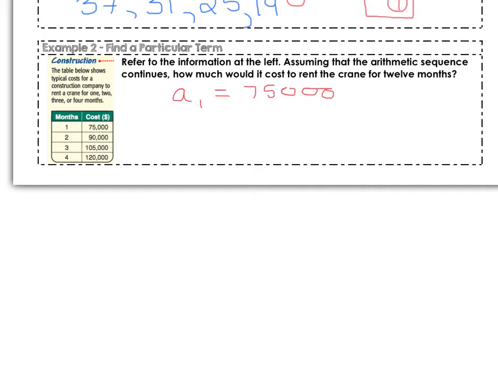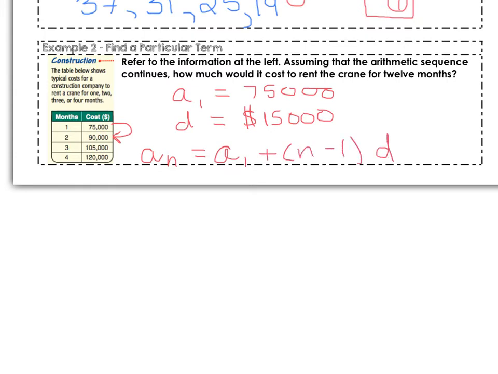The next thing that we can figure out is our common difference. How do we go from one term to the next? How do I go from $75,000 to $90,000? Well, I simply added $15,000. Okay? So that's my common difference. Now I'm going to plug this into the formula to find the nth term. Okay, so here's my first stopping point.